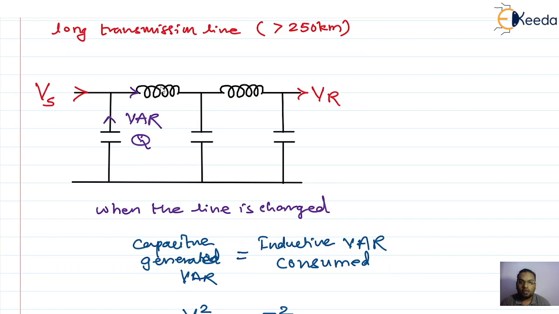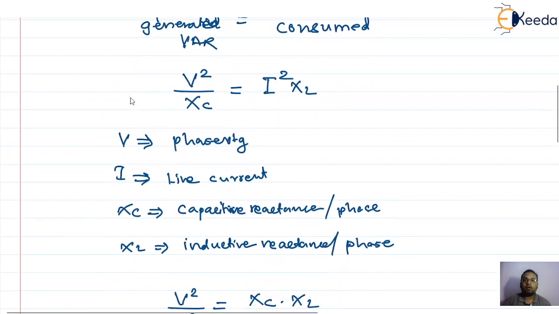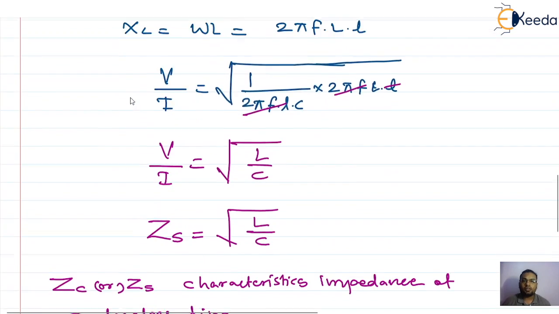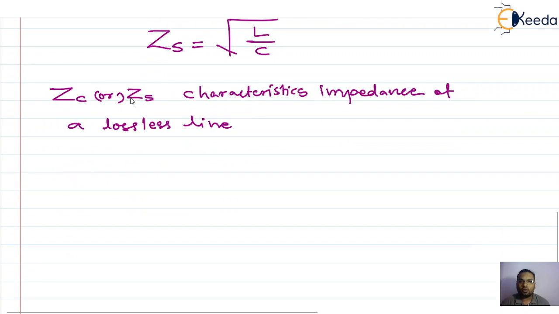In this case we can say that as we absorb the generated reactive power, losses will be zero. That's why it is sometimes called the surge impedance, or sometimes the characteristic impedance of a line, which is a lossless line. So that is the idea of the surge impedance.